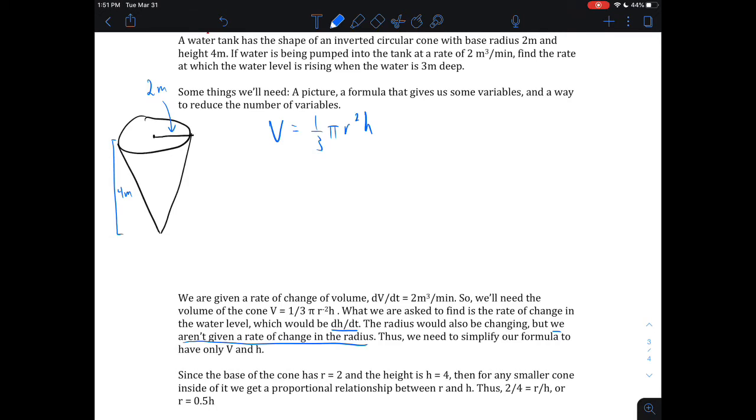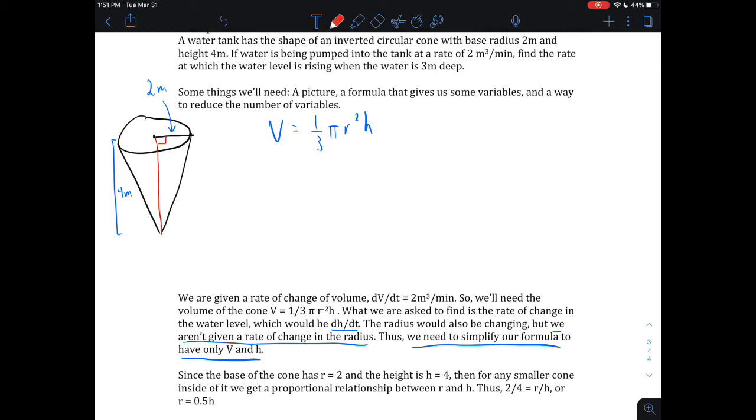So what we're going to have to do is simplify our formula so that we only have V and h. The way that we're going to do that is using similar triangles. So with a cone, there's an implied right triangle that you can see. If I just drop down from the center of the circle to the point of the cone, you can see that I've got a right triangle there. And that right triangle has base 2 meters and height 4 meters.